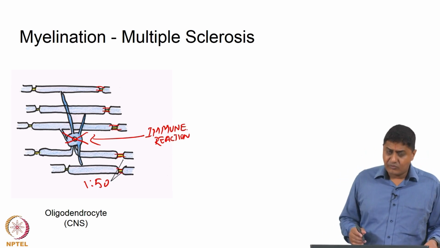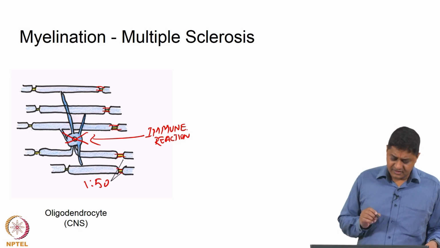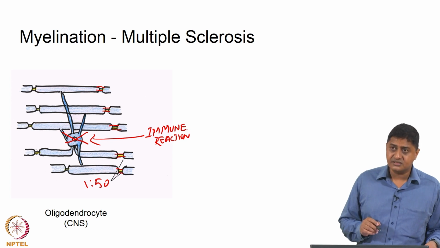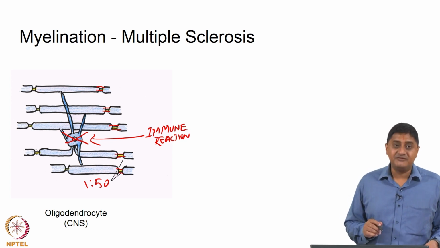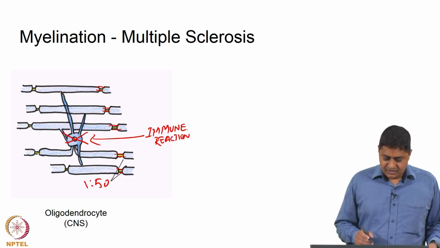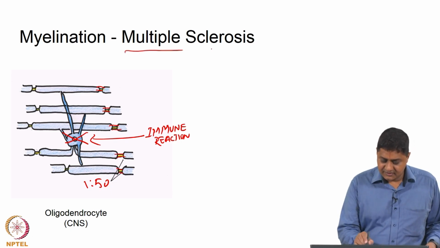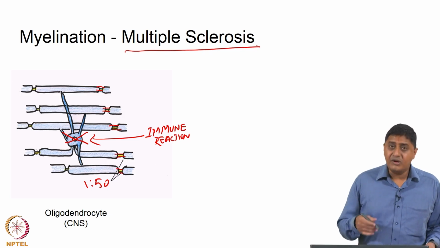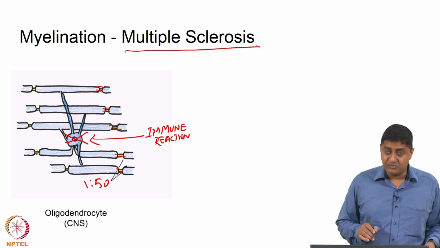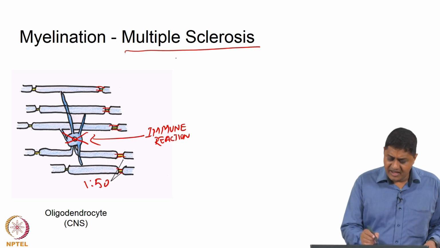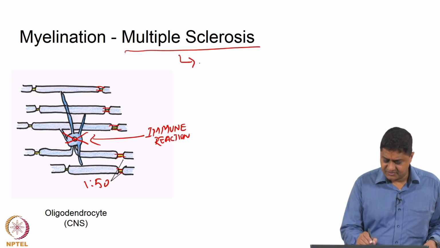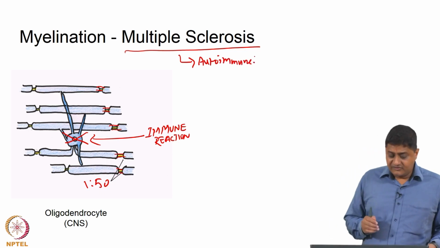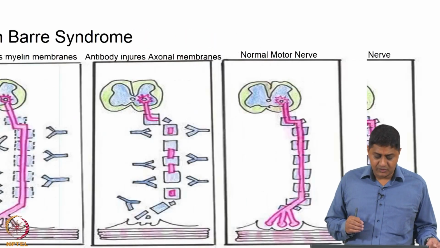So, the question is then, why does the immune system perceive this to be an external agent? That is the question. Actually, we do not know the answer. So, this situation is called multiple sclerosis. There are many reasons why this happens. One main reason why this happens is immune system reaction, or one major type of multiple sclerosis is basically autoimmune type of multiple sclerosis.